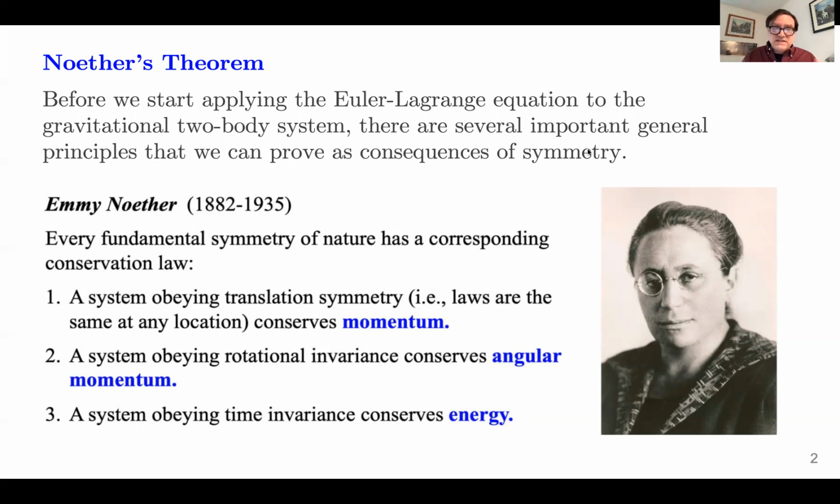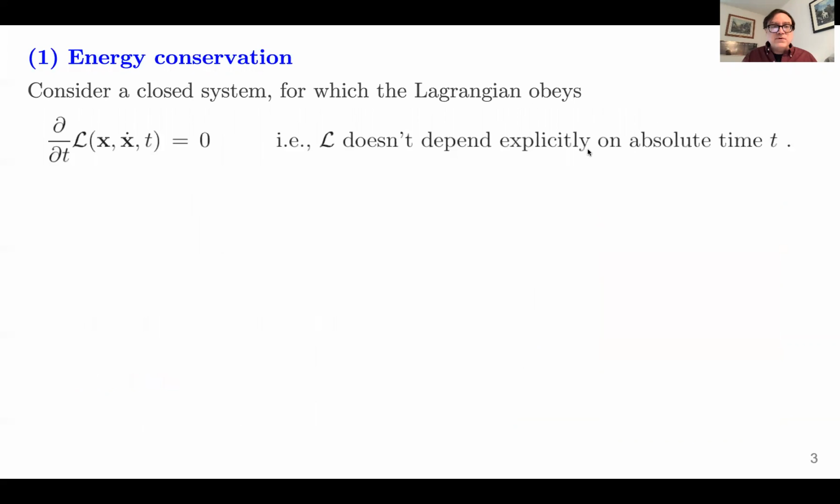Okay, so let's just go through and show how these work. Energy conservation. So this is the one for time invariance. The way we're going to encode that into the math is to say that in general, the Lagrangian can be a function of position or velocity or time, but let's assume it's not an explicit function of time. So let's assume that the partial derivative with respect to time of the Lagrangian is zero.